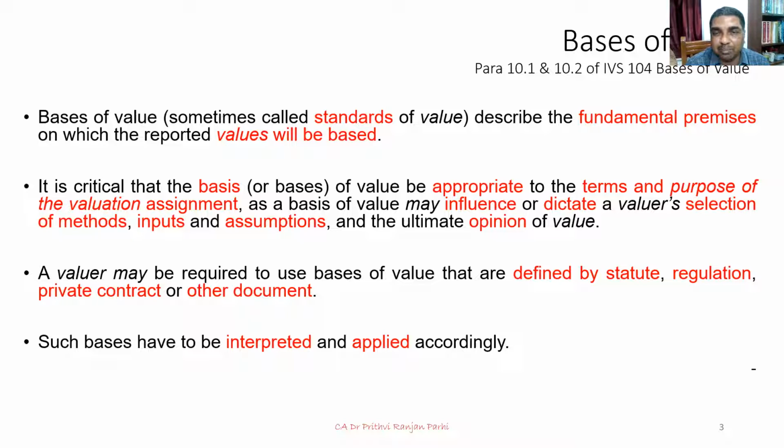And this basis may influence, or you can rather say dictate, the valuer's selection of methods. If basis is different, then valuer may select a different method. Selection of methods, inputs, assumptions, and ultimately the opinion of the valuer. That means valuer's opinion is influenced by the basis of value. The methods that valuer is going to select are also influenced by the basis of value. The inputs that valuer is going to select are also affected. The assumptions are also affected. So all these things are affected by the basis of value. Are you getting me?